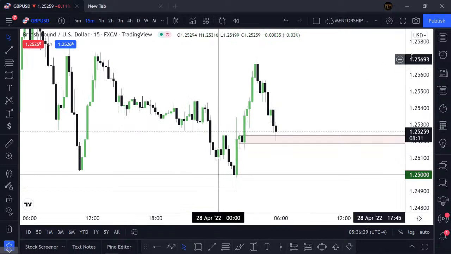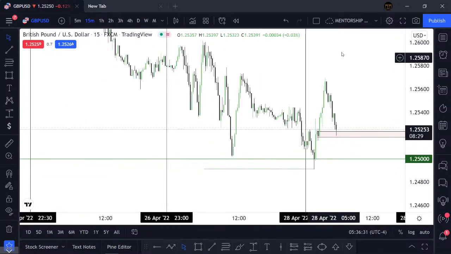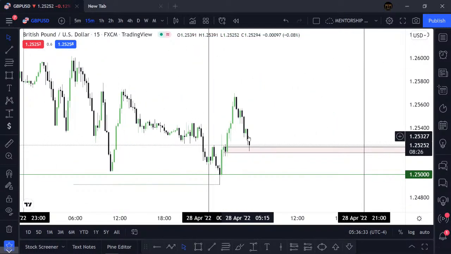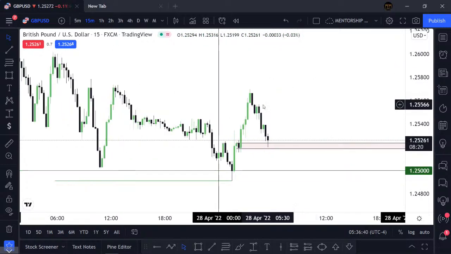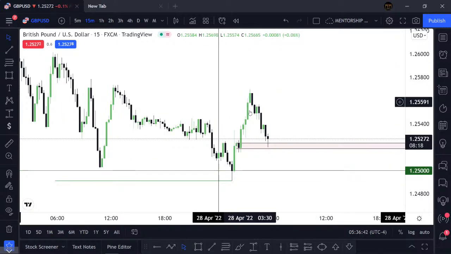Go back to your chart. Watch this. Look at this carefully. See what price is doing. And do not hesitate putting a stop loss anywhere simply because you think now.